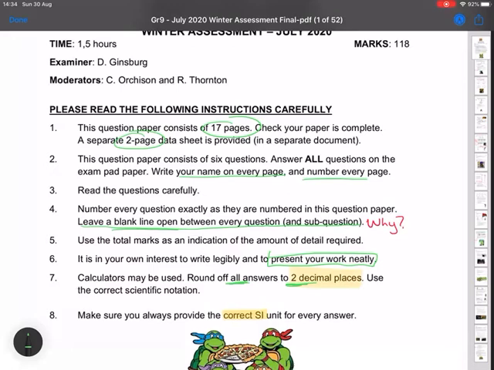Use the correct scientific notation, especially if we ask for it. If you give your answer in scientific notation, then make sure it's rounded off to 2 decimal places. Please revise that section on scientific notation if you're a little bit unsure.